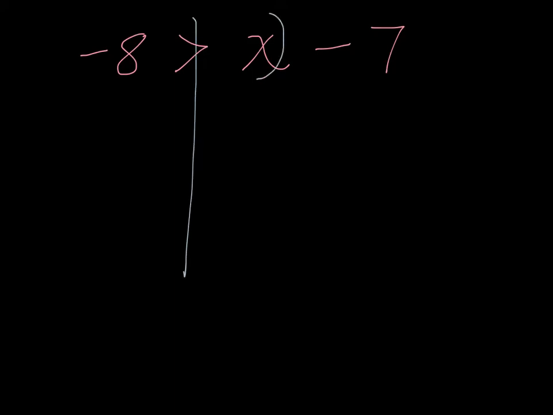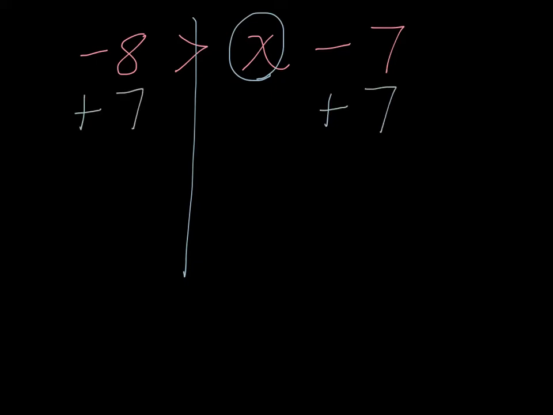Let's take a look at another problem. Let's say that we have negative 8 is greater than, let's do an x minus 7. And so we would go about solving this as we have been, drawing that vertical line now through the inequality symbol, circling our variable and asking how we can undo subtracting 7. Of course, adding a 7 will eliminate that minus 7.